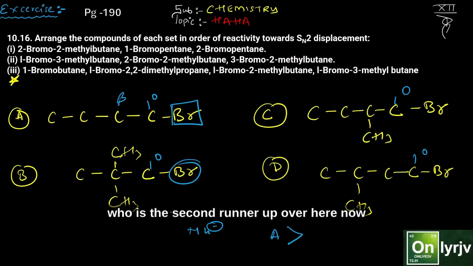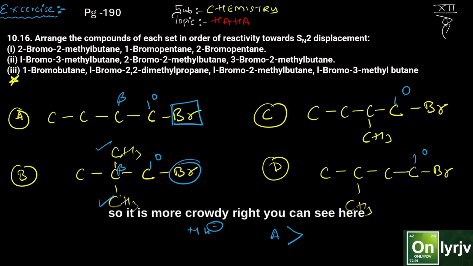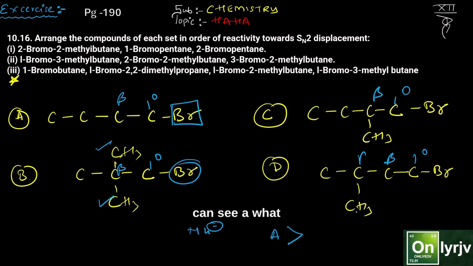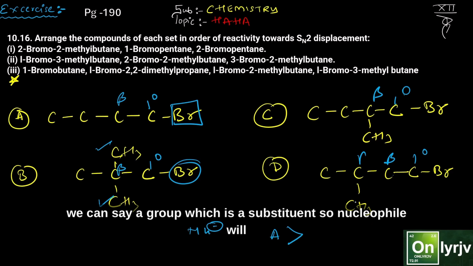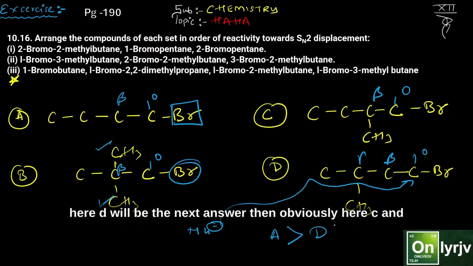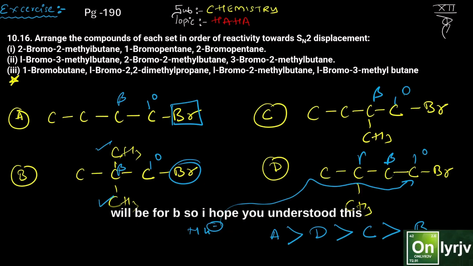Who is the second runner up over here? Now if you see, this beta carbon has two substituents. So it is more crowded, right? Here beta itself has one CH3, but here beta is free and gamma is having a substituent. So the nucleophile will prefer the second one here because it is more free. So here D will be the next answer. Then obviously here C, and at last, too much crowded here is B. So the minimum reactivity will be for B.